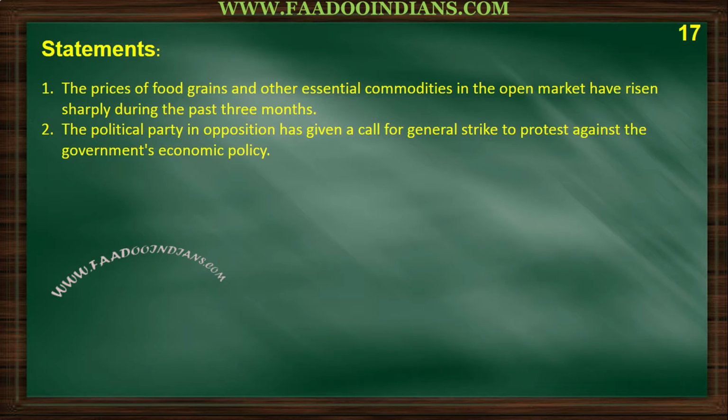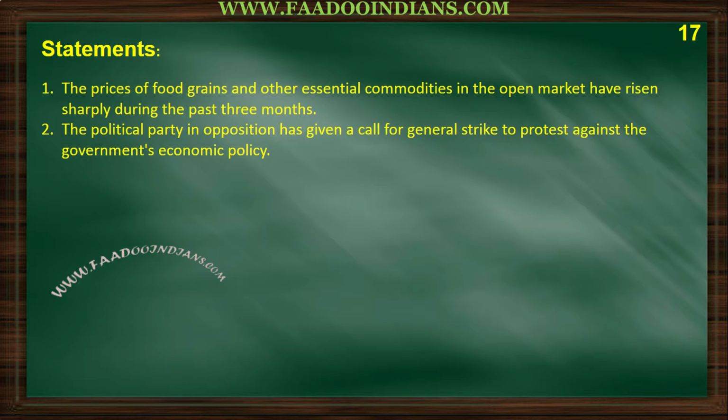The prices of food, grains, and other essential commodities in the open market have risen sharply during the past 3 months. The political party in opposition has given a call for general strike to protest against the government's economic policy. So the second is the effect of first.